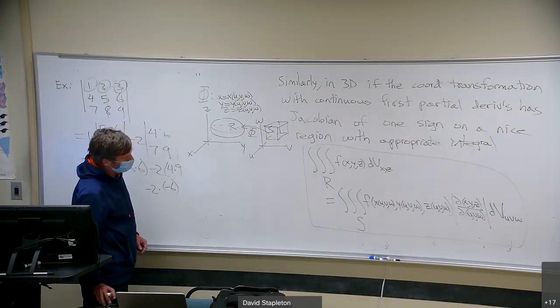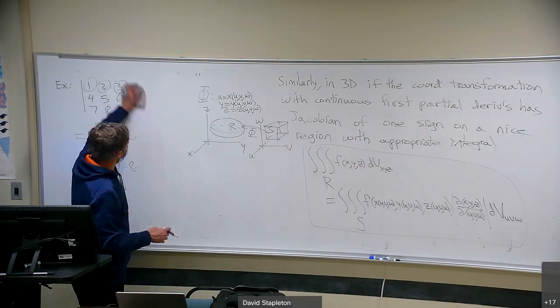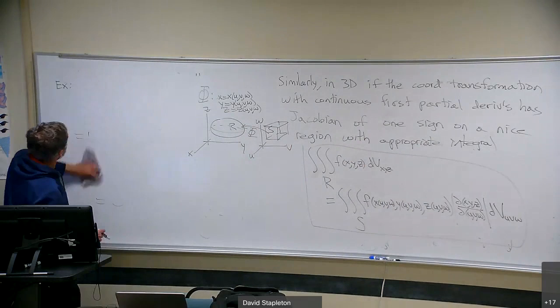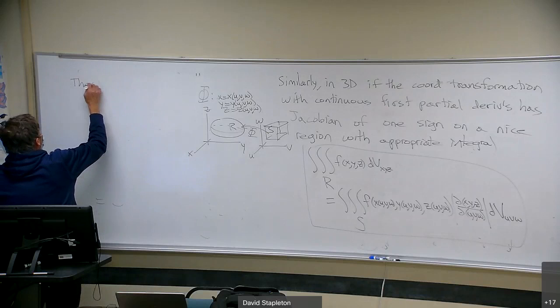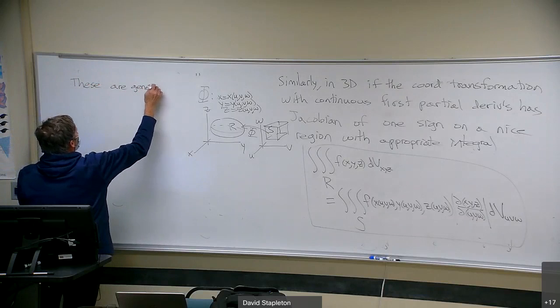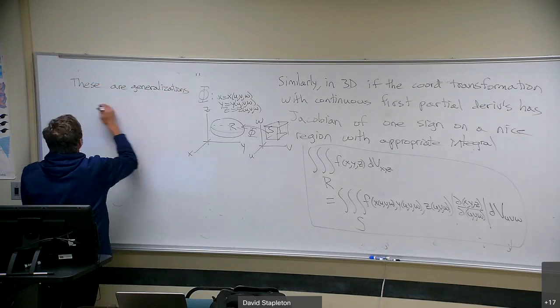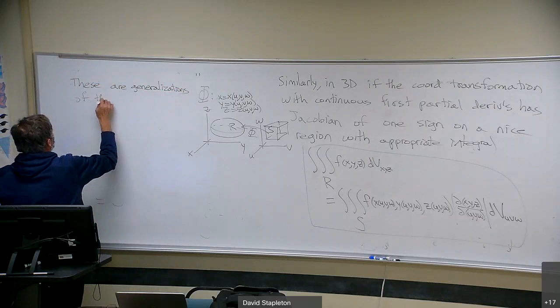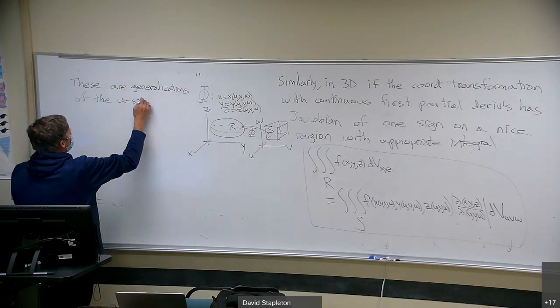And then we can make a note on this notation. Why is that kind of a neat notation for Jacobian? These are generalizations of the substitution theorem from calculus 1. That's all they are. Once you think of it that way, this all makes a whole lot more sense.